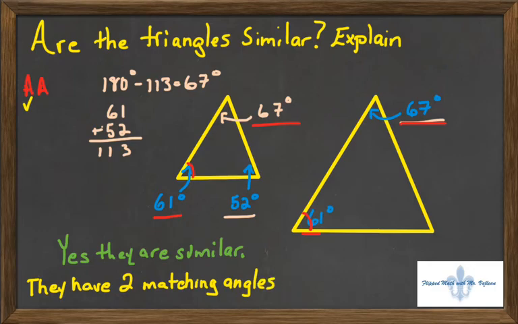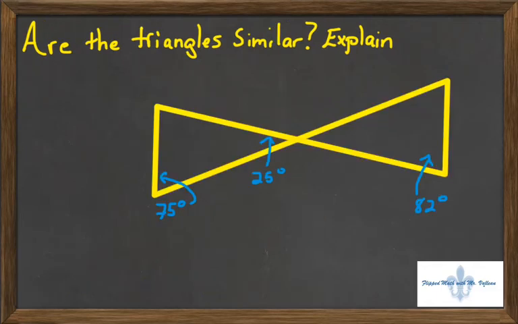And so if they have two matching angles, we know that it is an angle-angle similarity. So looking at another example, we've got two triangles joined by a common vertex, and we have three different angle measures. We have a 75-degree angle, an 82-degree angle, and a 25-degree angle. So the question is, are these triangles similar? And we need to explain.